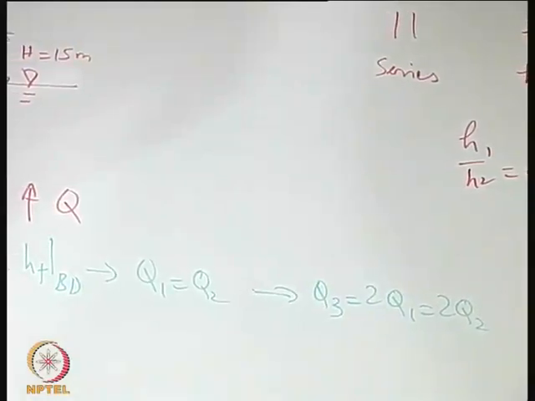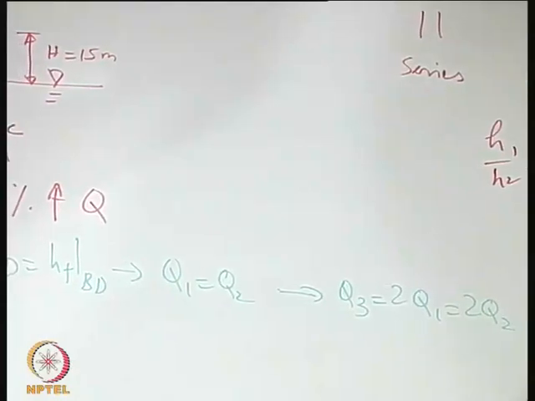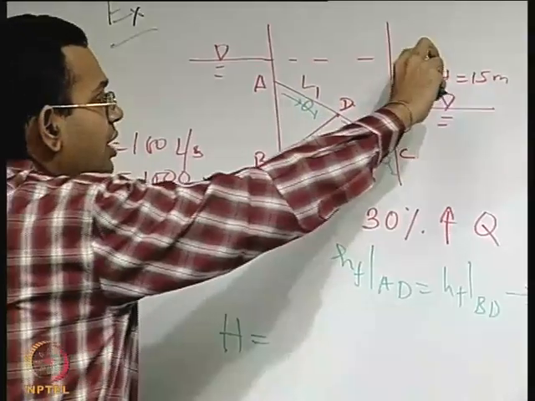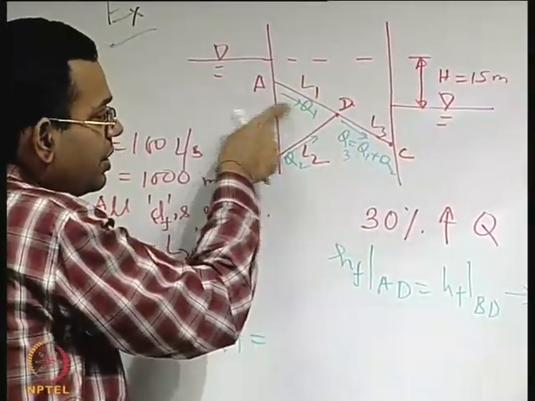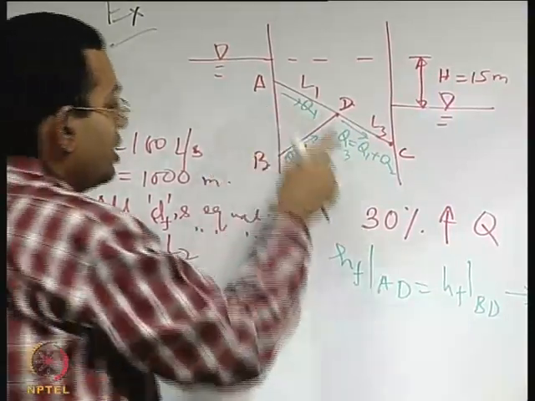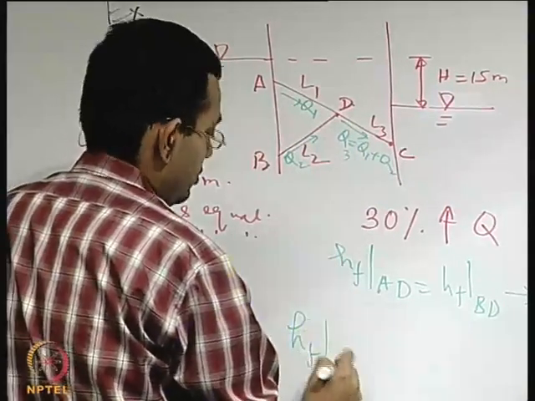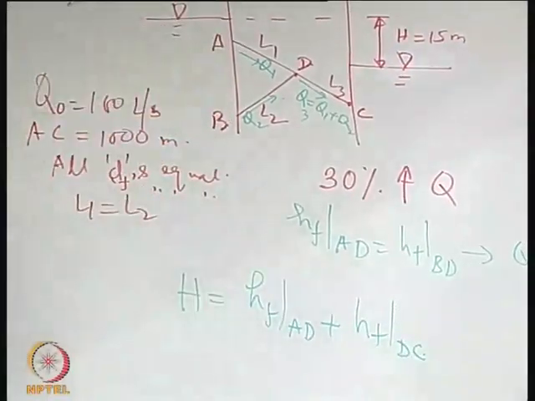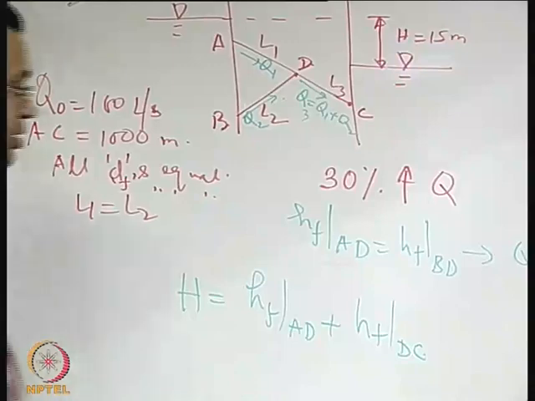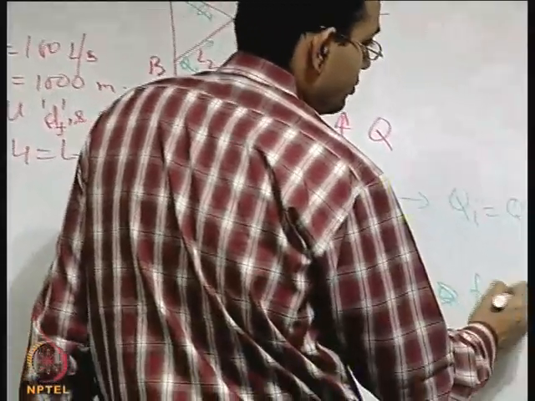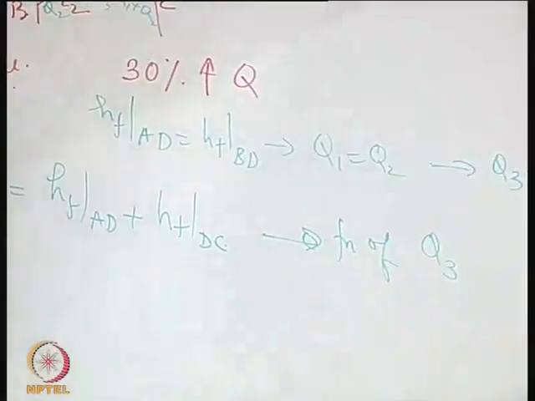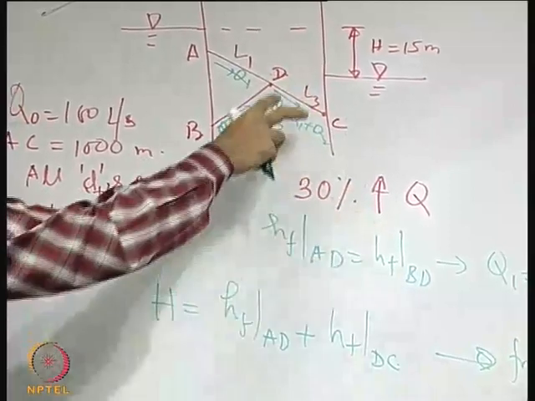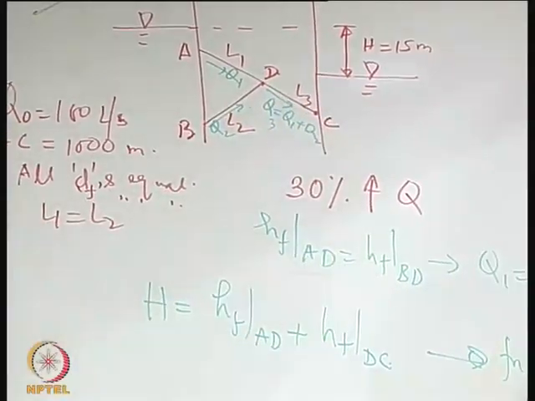Then, what is the total head loss? That is capital H. We will not write the modified equation in all details, you have just seen that this capital H should be compensating the total head loss. So the head loss in AD plus the head loss in DC will be a function of Q3, because head loss in AD is a function of Q1, Q1 may be expressed as a function of Q3, and head loss in DC is a function of Q3.